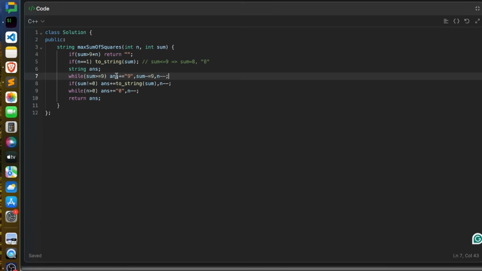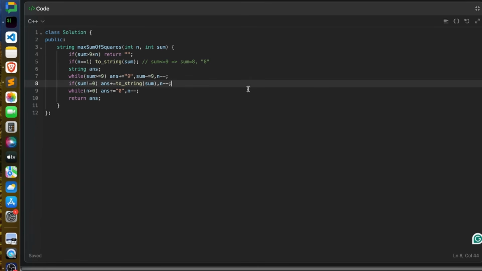So while sum is greater than or equal to 9, start keeping as many 9s as possible. So answer plus equals 9, sum minus equals 9, and length minus, because now your length is decreased by 1. Afterwards, if your sum is not equal to 0, then just keep that character.